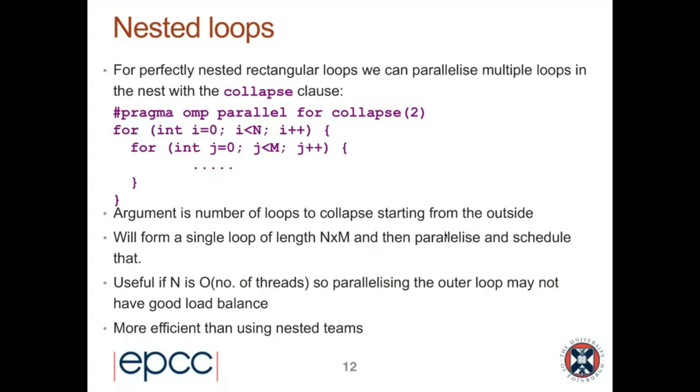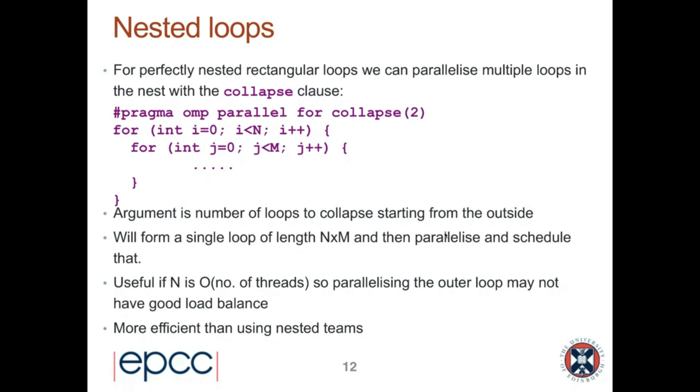So what that does is transform this code into a single loop of length, in this case, n times n. And then it will parallelize that generated long loop and schedule that as well. So if you apply a schedule clause to this, then the chunk sizes and the schedule choice, so static, dynamic, guided, or whatever, refer to the implied big long iteration space of length n times n.